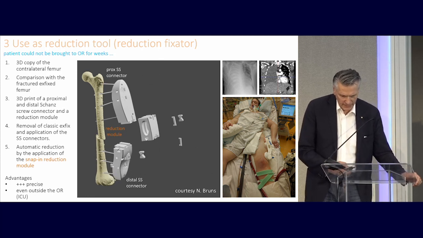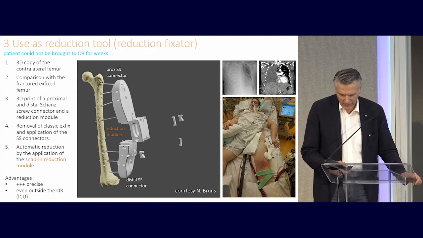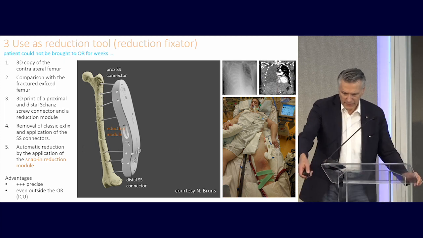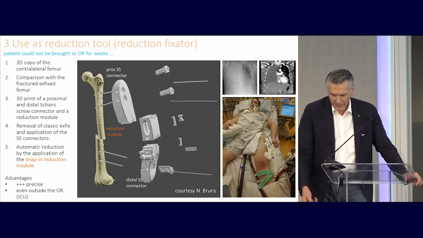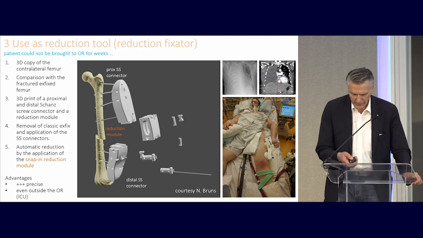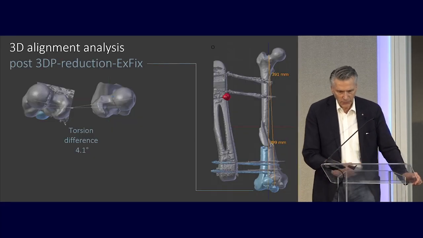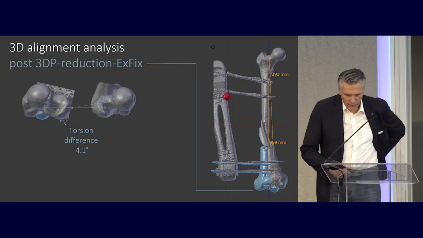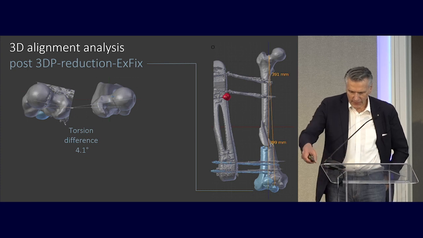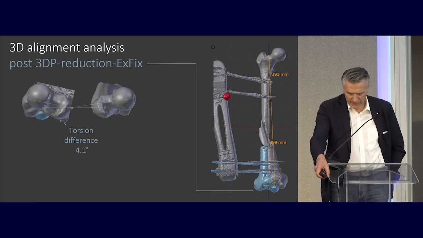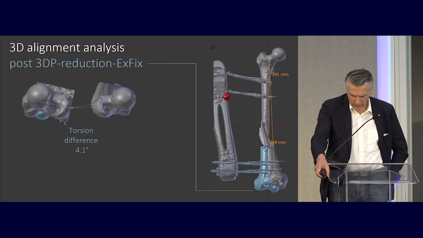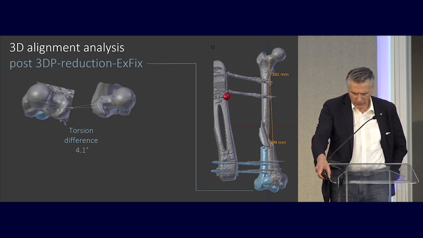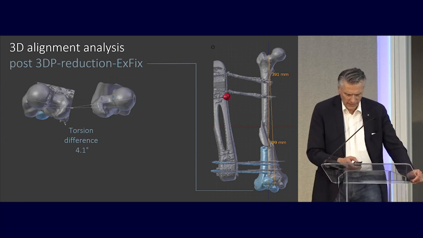This went nicely in this and several other cases. We see the patient on the right side, and he has this reduction external fixator on his femur attached, this white device. And here's the postoperative CT scan showing a torsion difference of 4.1 degrees. The gray 3D model is the previous unreduced or limited reduced fracture situation, while the blue one is the post-reduction with the reduction external fixator.